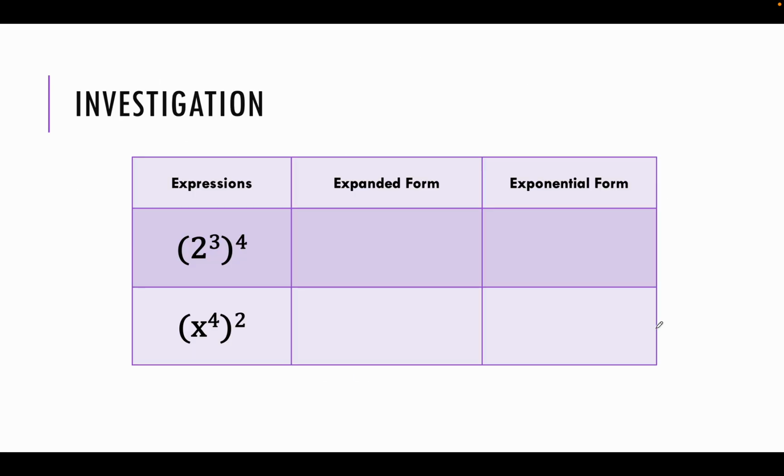Now let's take a look at another rule that we are going to use for exponents. If you take 2 to the third power and you raise that to the fourth power, that would look like an expanded form, 2 times 2 times 2 times 2 times 2 times 2 times 2 times 2 times 2 times 2 times 2 times 2. 2 to the third 4 times for a total of 12 2's. That's 2 to the 12th power.